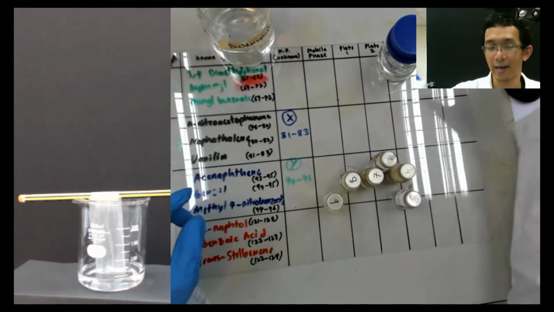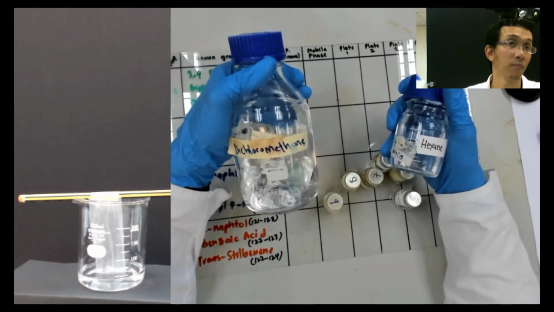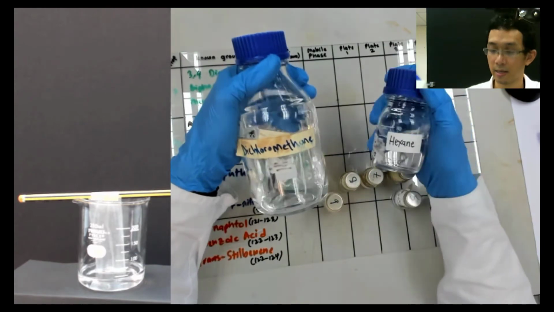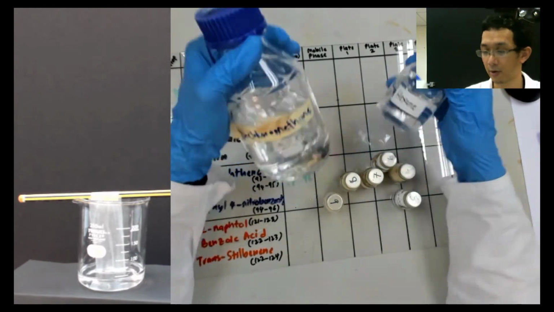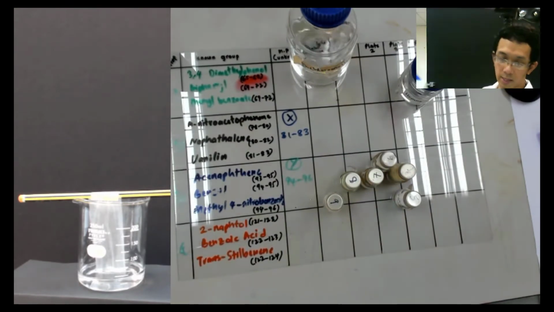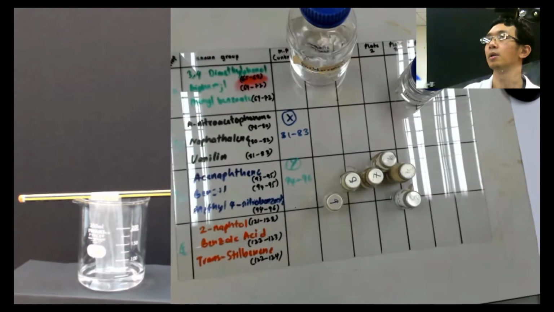So you can use either hexane or dichloromethane. Both of them can dissolve this, but for this purpose, we use dichloromethane. Here, dichloromethane is more or less like this. Okay, you can see here.